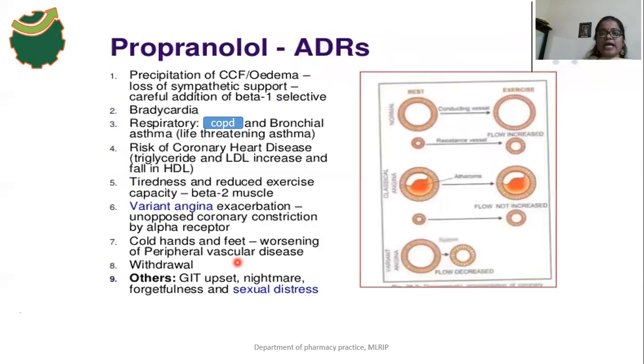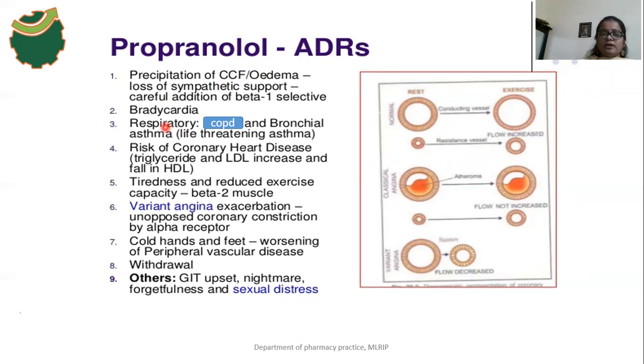What are the adverse drug reactions of propranolol? There is congestive heart failure and edema. Why does it occur? Because there is a loss of sympathetic support to the heart. The sympathetic stimulation to the heart decreases, so the person may be affected with congestive heart failure and edema, and bradycardia also occurs.